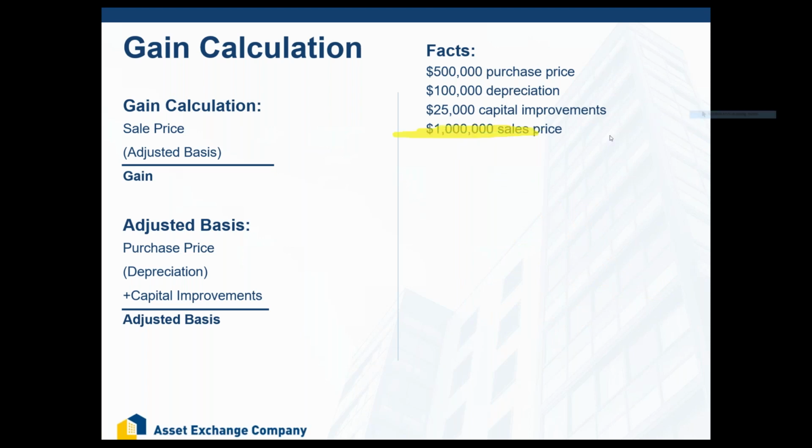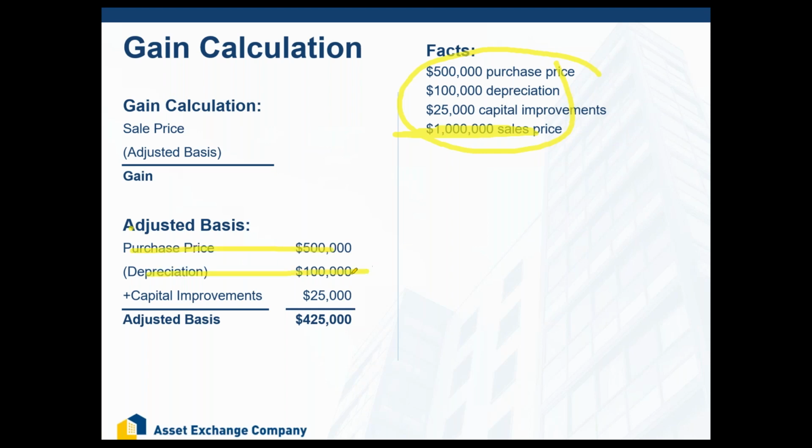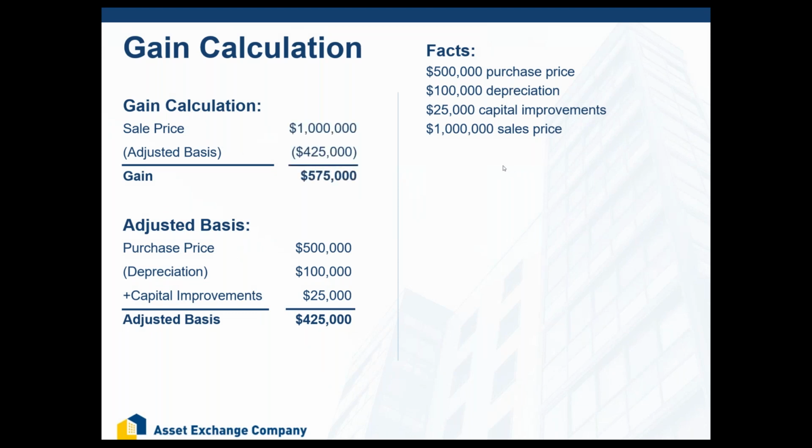All right. So what we're going to do is we're going to take these facts regarding my recent transaction, and we're just going to do some third grade math. All right. So let's take a look at our third grade calculations here. First thing we're going to do is we're going to figure out our basis by taking our purchase price, subtracting out our depreciation, and adding back in our capital improvements to get our basis of $425,000. And if we sell our property for anything above $425,000, we have gain. And in this case, we sold for a net sale price of $1 million, so we have $575,000 of gain.